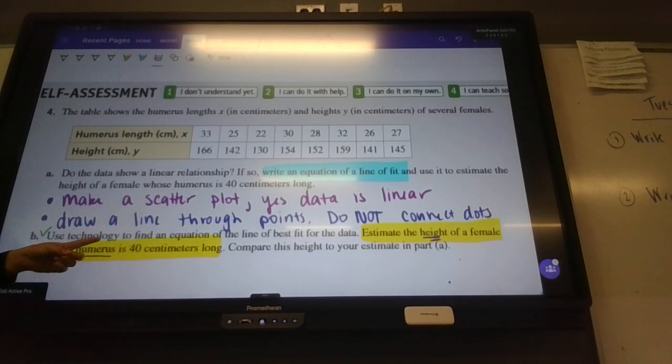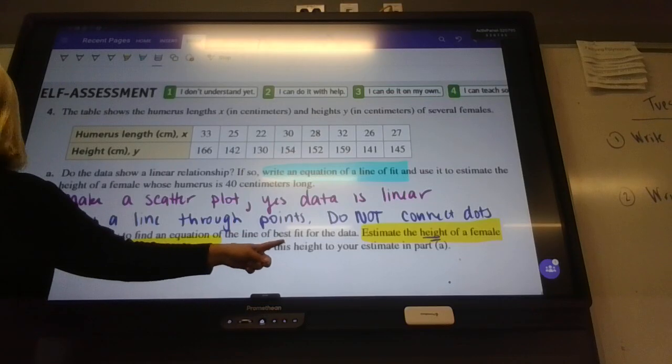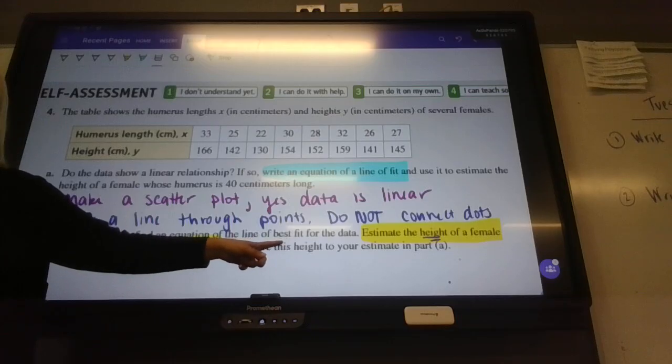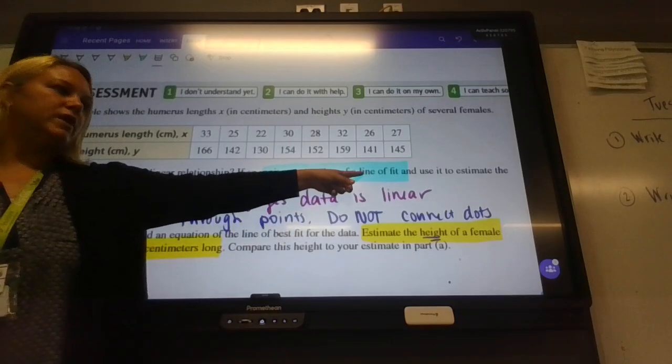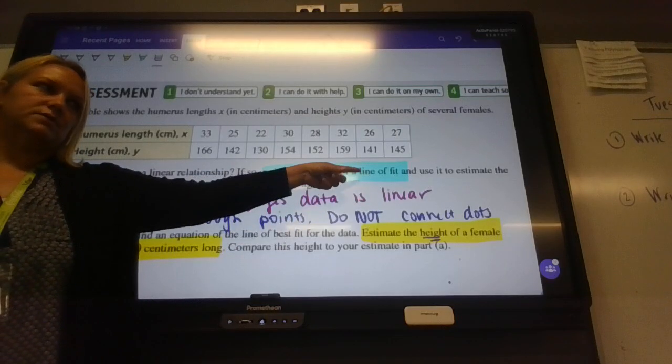See, it says use technology to find the line of best fit. So look at the word best here. Best fit is done by technology. Regular fit is done by hand.